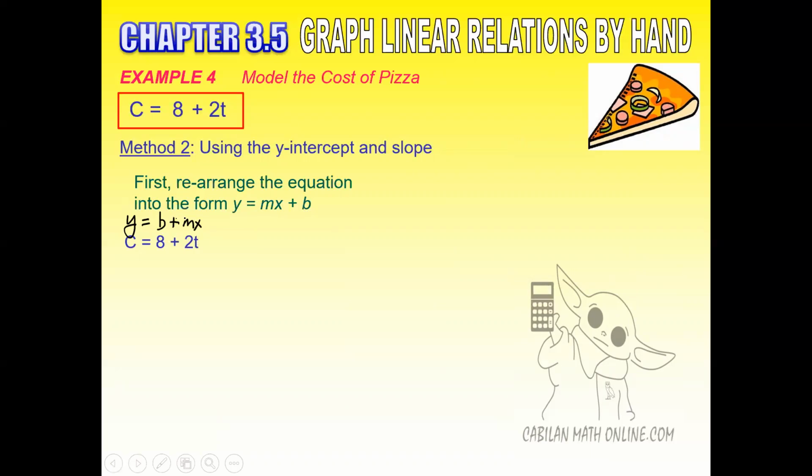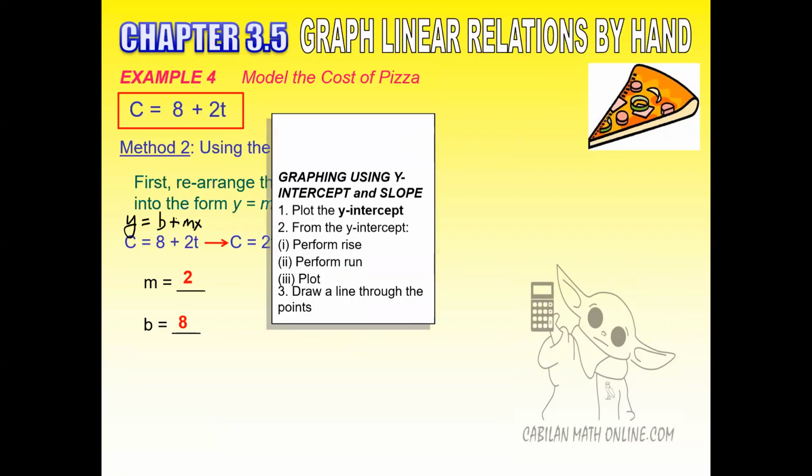Now, we want to write it in the form of y equals mx plus b, so we're just going to swap those two terms, the mx and the b respectively. And we have an equation of c equals 2t plus 8. So let's take a look at how we graph that. Our slope here is 2, and our y-intercept here is 8.